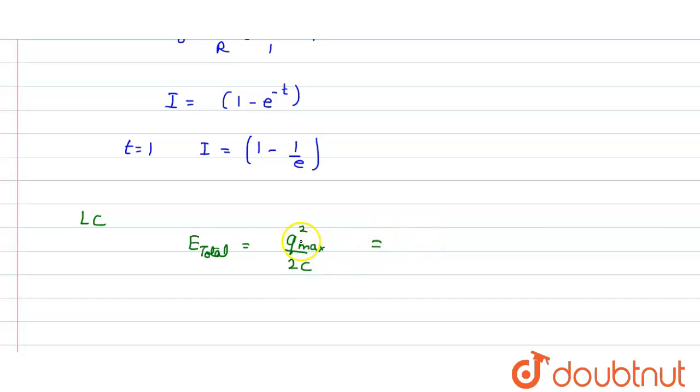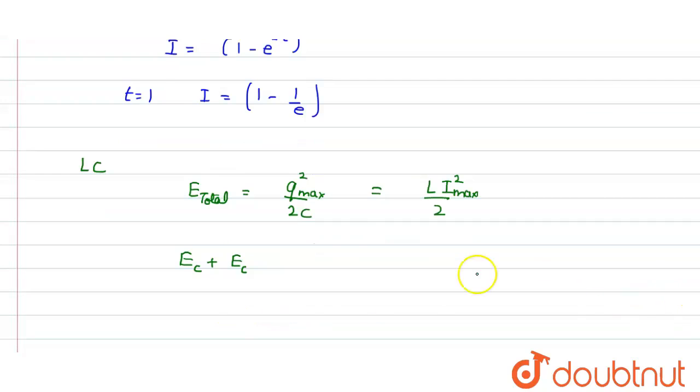And when the capacitor is totally discharged, the total energy is in the inductor, so I max square divided by 2. Now what is the total energy? It is the energy of the capacitor plus the energy of the inductor, EC plus EL. This would be equal to what?